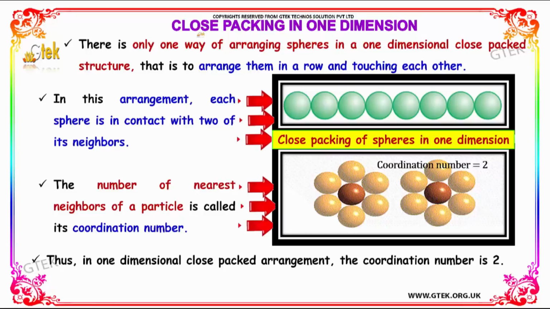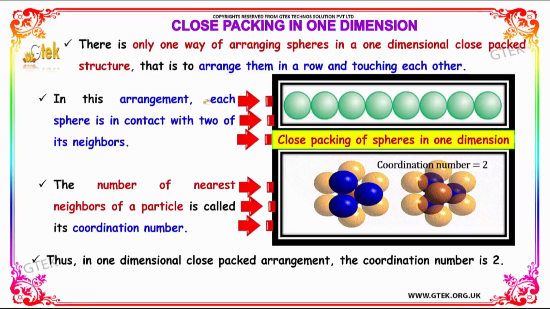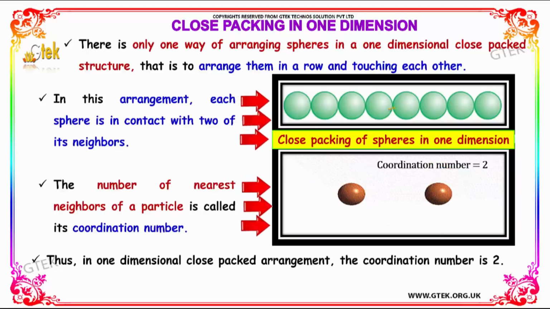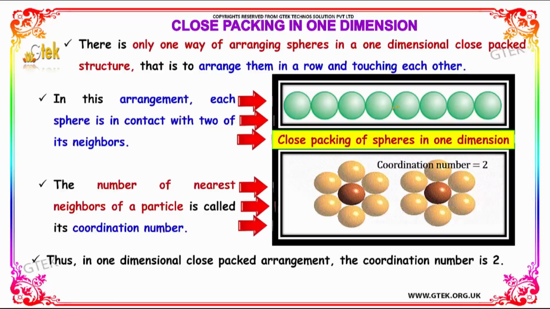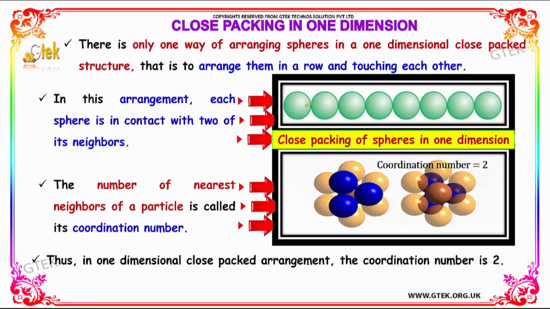So let's move on to the close packing in one dimension. Here is the one. There is only one way of arranging spheres in one dimension, close packed structure. That is to arrange them in a row, touching each other. In this arrangement, each sphere is in contact with two of its neighbors.